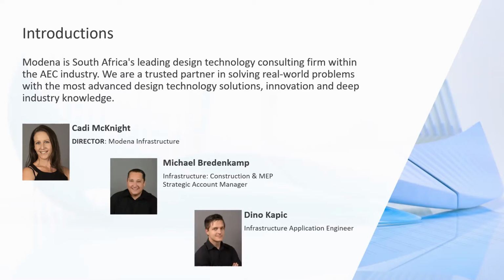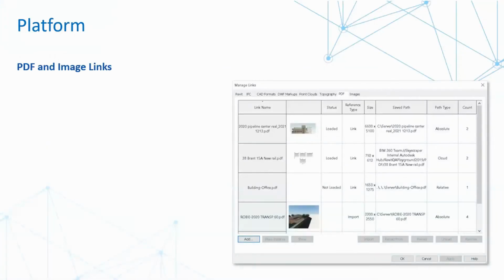So let us get started with what's new in Revit 2021 Electrical. Let's talk about the platform and all the features that are available across the Revit board. The first feature I want to highlight is the PDF and image links. One thing that has changed is we can now link PDFs and images from local or cloud file locations. This is great news for those of you who are using BIM 360 Docs or Design, where you can upload your PDFs and images to the cloud.